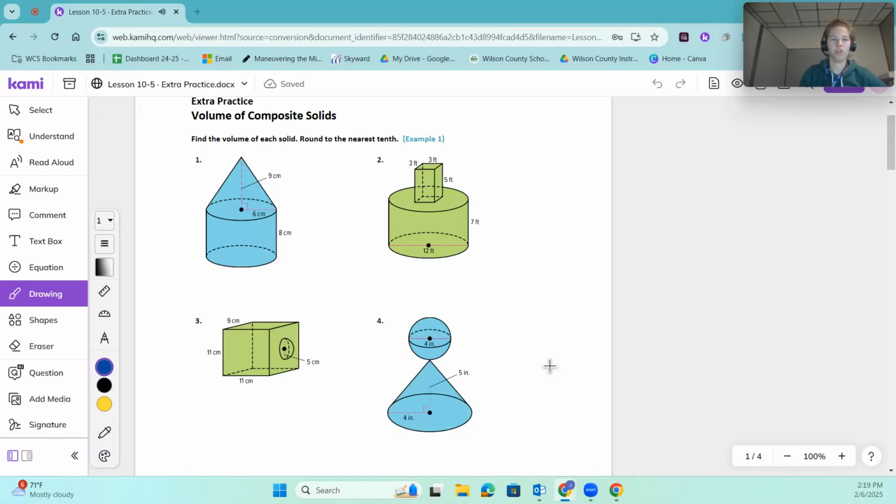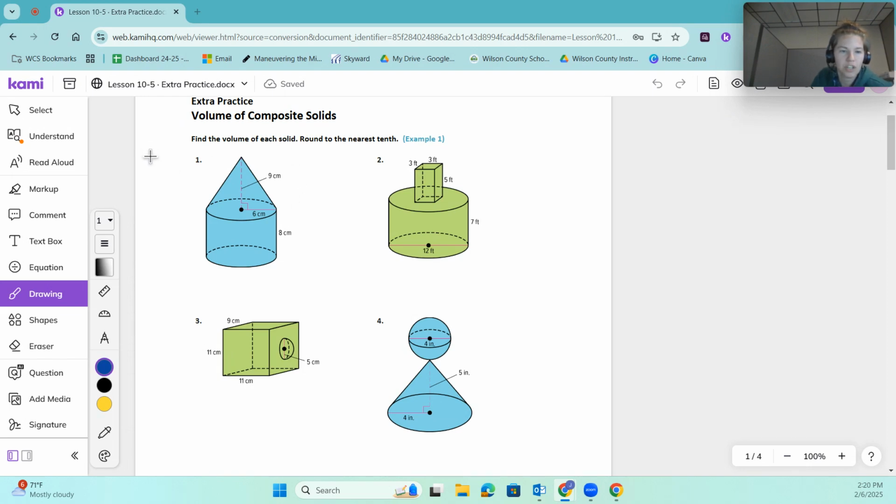Today we'll be finding volume of composite solids using our formulas for cylinder, cone, and sphere, as well as rectangular prisms. When you have multiple solids all put together, you find the volume of each of them separately and then just add them together. So number one here, we have a cylinder and a cone. We will use the formulas for each of those separately, and then we'll just add our two answers together.